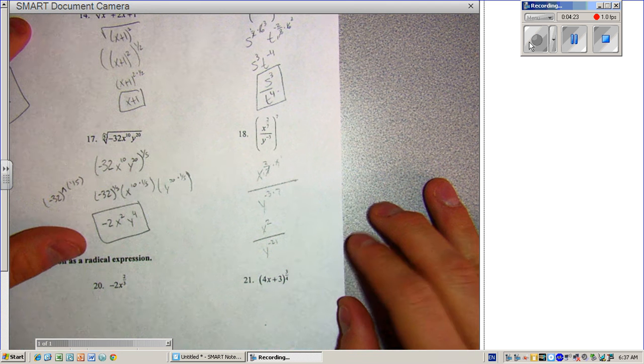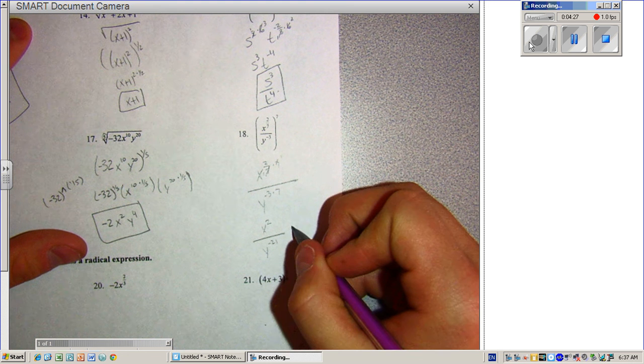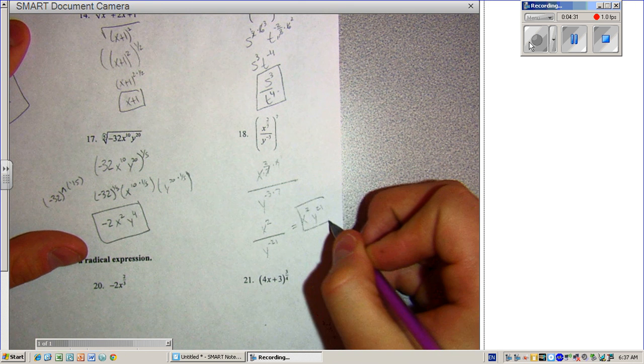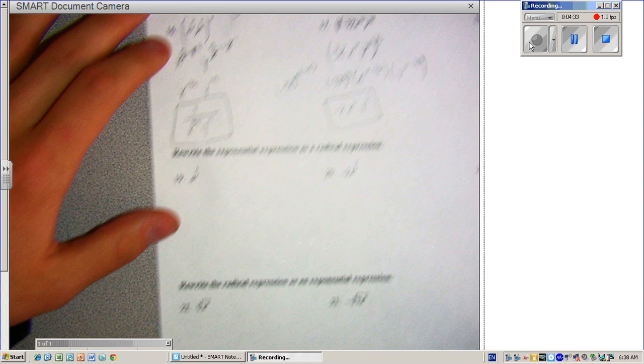But remember, we can't have negative exponents, so I need to flip this denominator up into the numerator, which gives me my final answer of x squared times y to the 21st. Okay, we're almost done here.